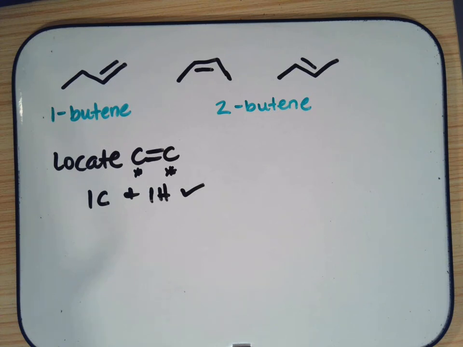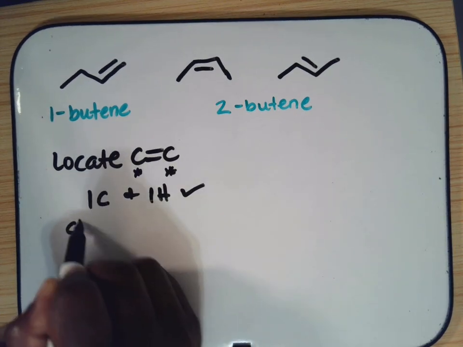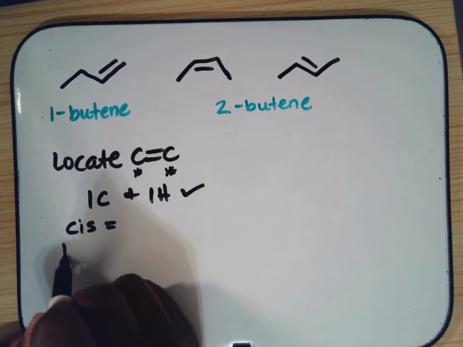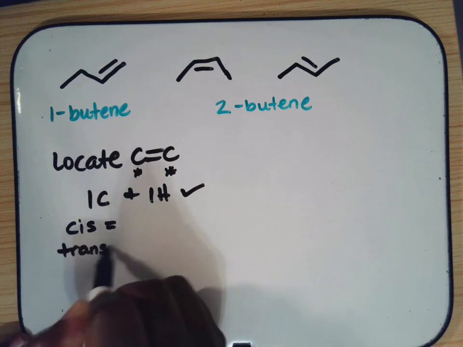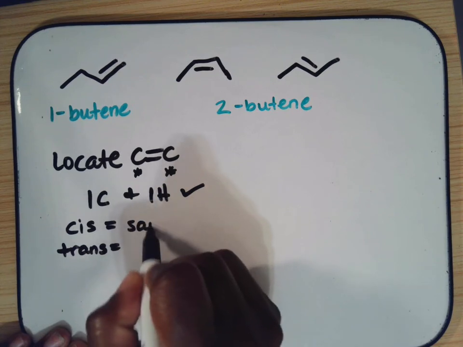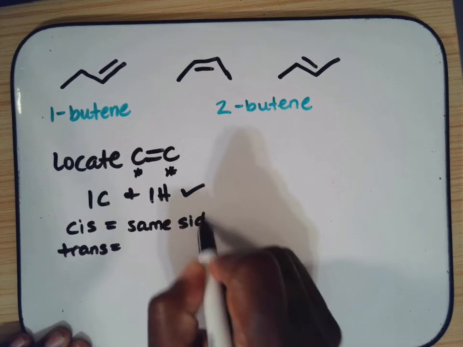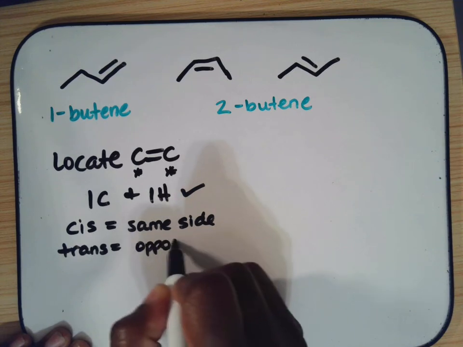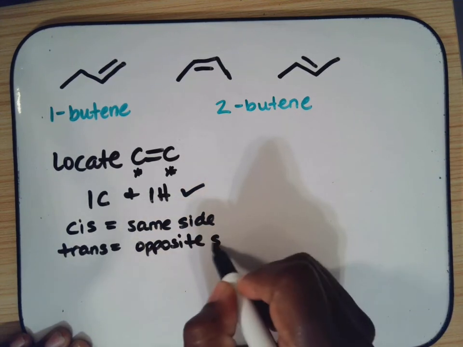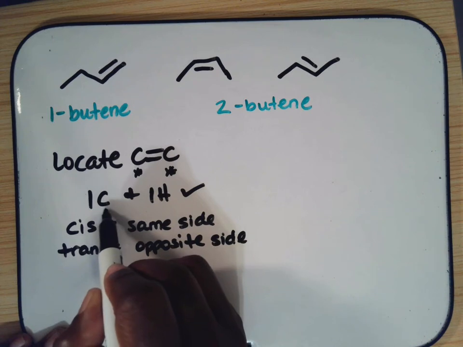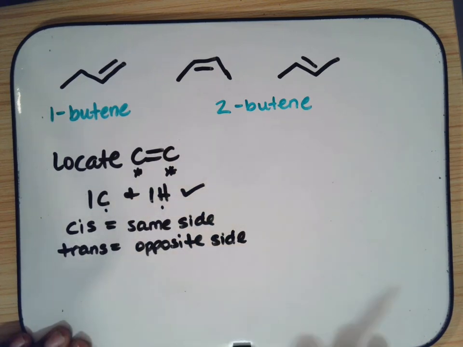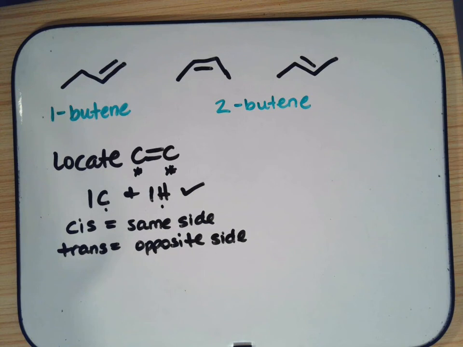Once we have determined that each carbon has 1 carbon and 1 hydrogen, depending on how the atoms are arranged, we'll then identify whether it's a cis or a trans isomer. Cis simply means the same side. Trans means opposite sides. So we're either talking about both of the carbon atoms that are attached or both of the hydrogen atoms that are attached. They're either going to be both on the same side of the double bond or both on opposite sides of the double bond. So let's look at the examples that are shown.